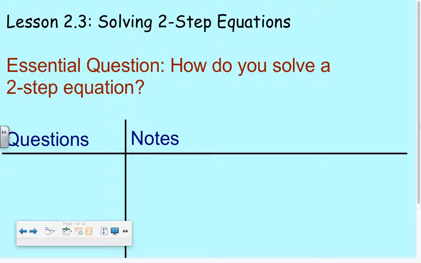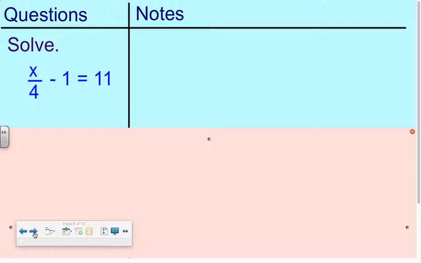Lesson 2-3, solving two-step equations. Essential question: how do you solve a two-step equation? All right, so we have x divided by 4 minus 1 equals 11.